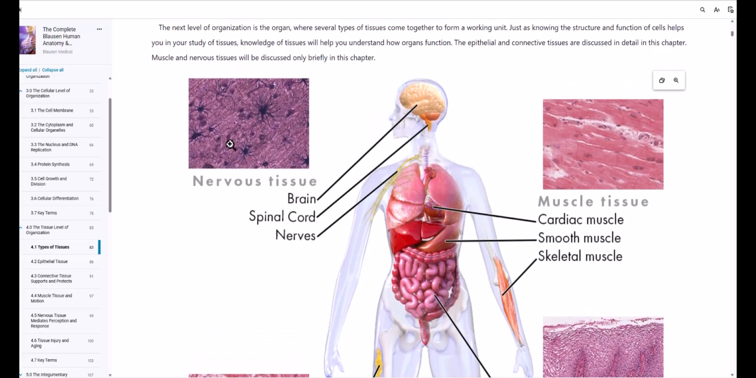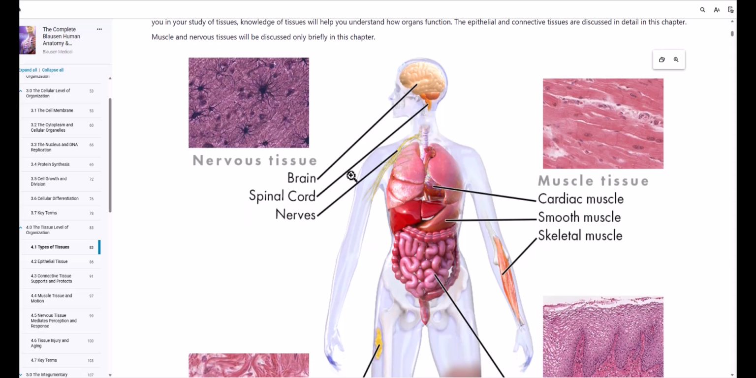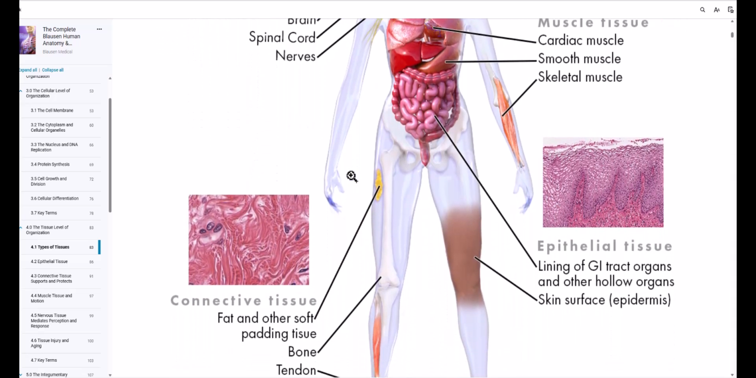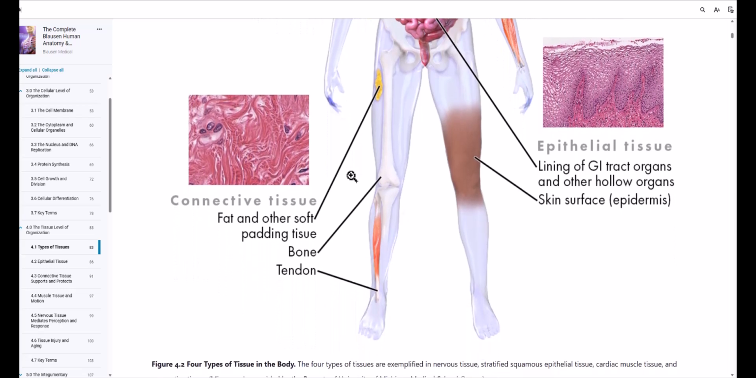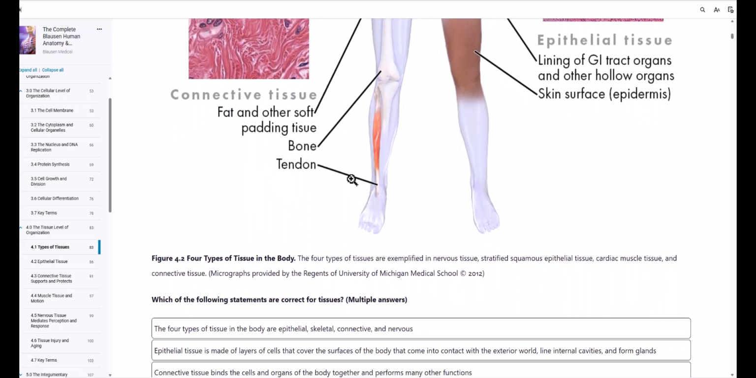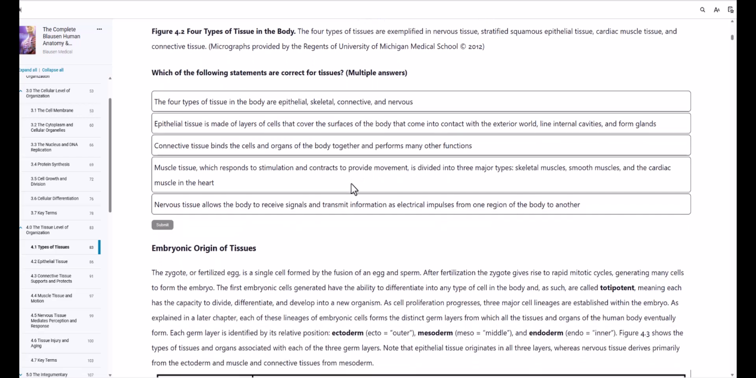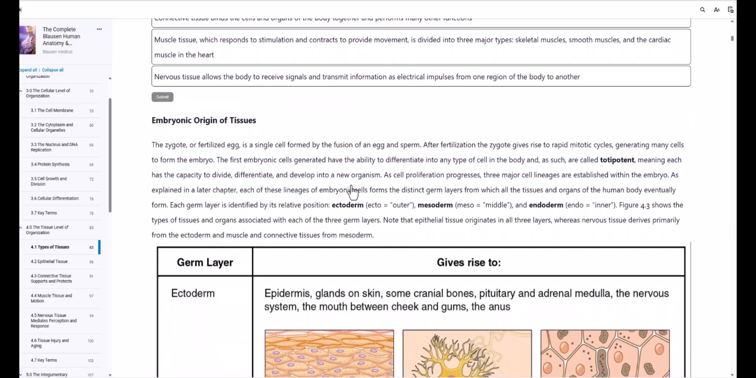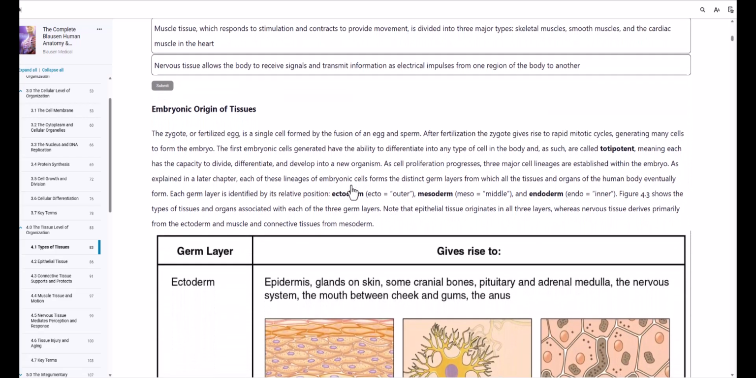And then finally, nervous tissue is found all over the body, but highly found in the brain and the spinal cord. And again, it is tissue that sends electrical signals very quickly to other places in the body. So make sure you know the four groups of tissues: epithelial, connective, muscle, and nervous. Now, where do these tissues come from?